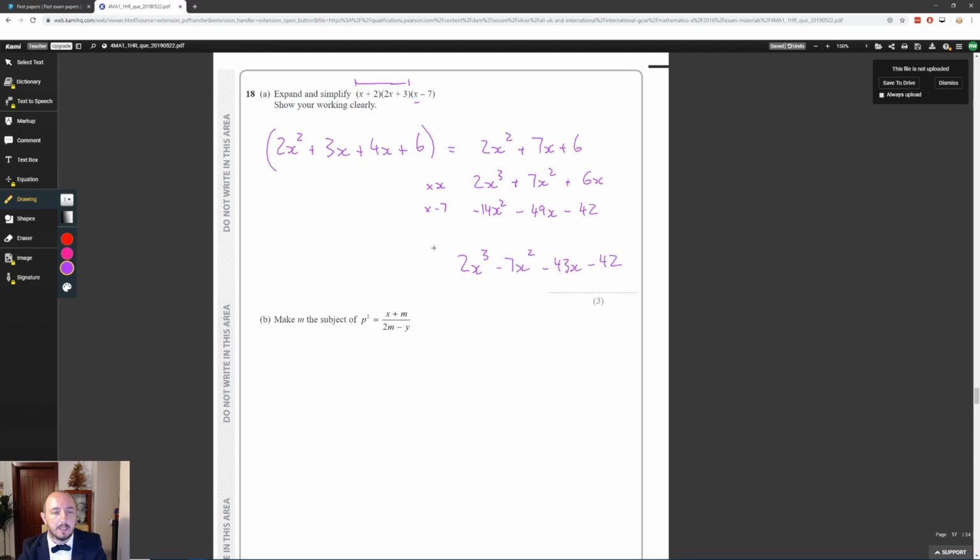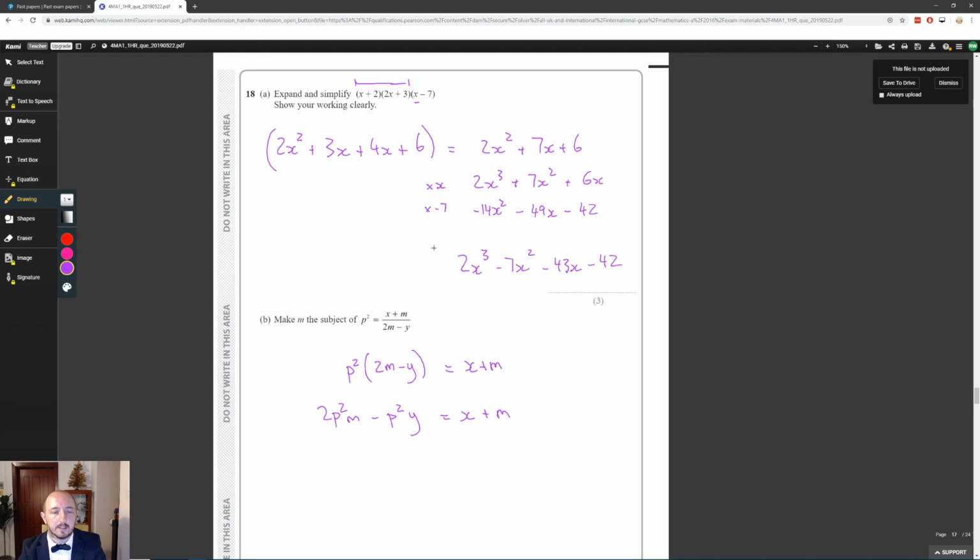For part B, we need to make m the subject, and m is on the top and the bottom of a fraction. So we know we're going to be doing some rearranging and factorizing here. So we're going to do p squared times the denominator first. That will clear the fraction. So we multiply this out. 2p squared m minus p squared y equals x plus m.